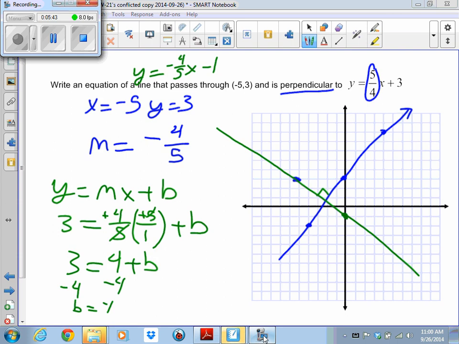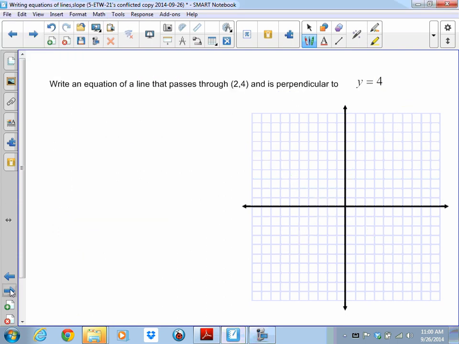Then you have one problem to do before you get to class. This one's a little bit different, so we will talk about it, but I want you to figure this one out. It passes through (2, 4) and is perpendicular to y equals 4.